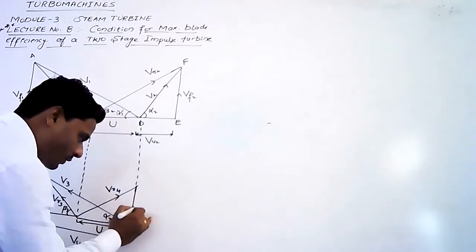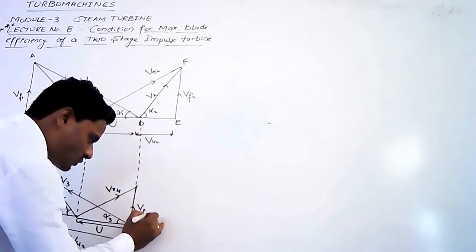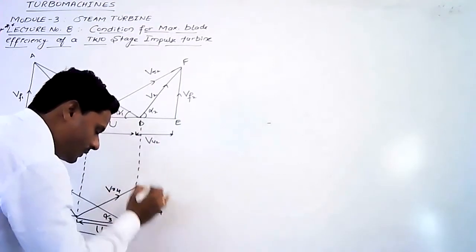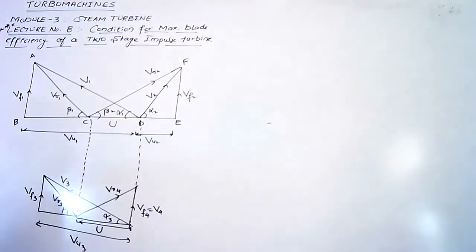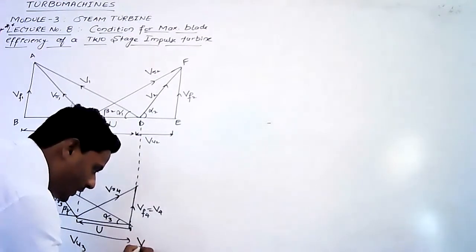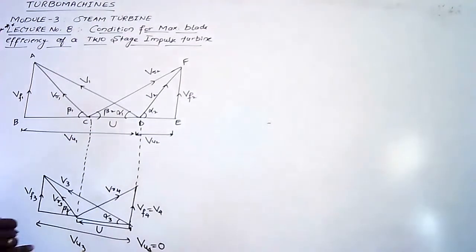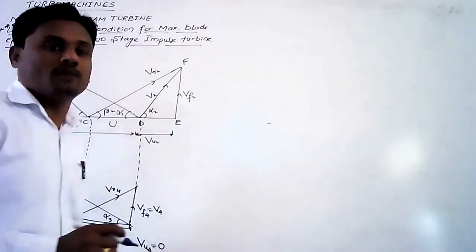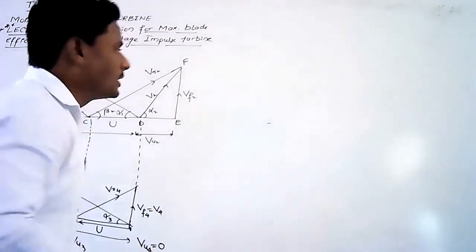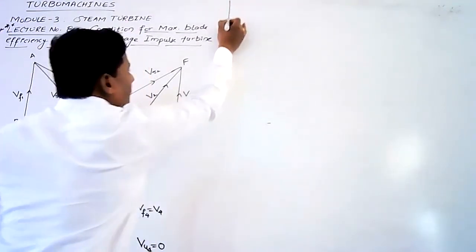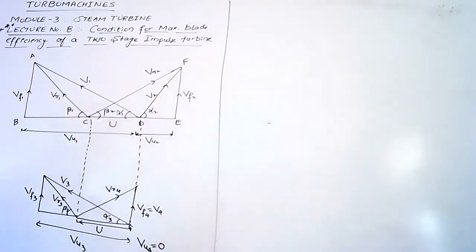And if V4 is equal to VF4, then that will be the condition for maximum blade efficiency. In this condition, VU4 will be equal to 0. There is no whirl velocity at the outlet. Okay, so this is the diagram of the combined velocity triangle for a two-stage impulse turbine.